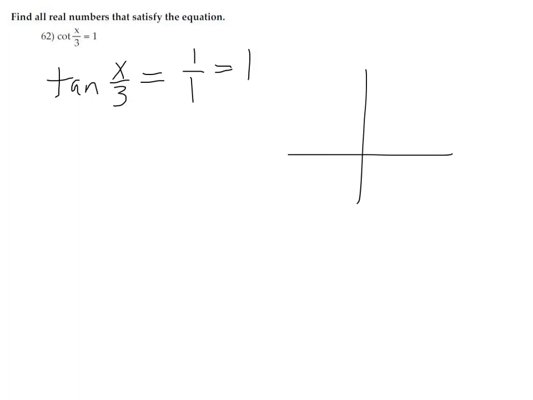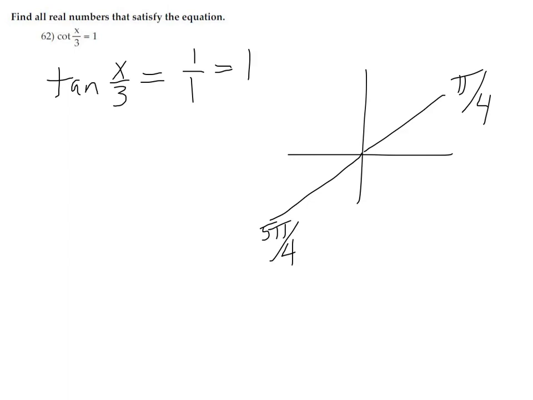Okay, cotangent. I don't know cotangent on my calculator as easily as I know tangent, so I'm going to change to tangent. When I change tangent to cotangent, it's the reciprocal, 1 over 1. That's the same thing, it's still 1. Okay, where is tangent 1? Pi fourths and 5 pi fourths.